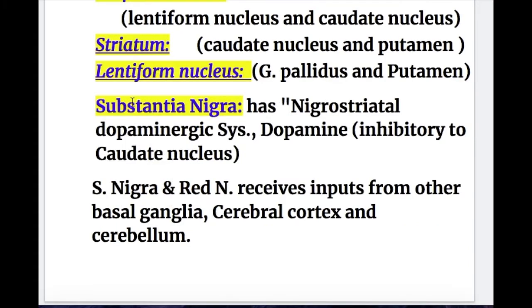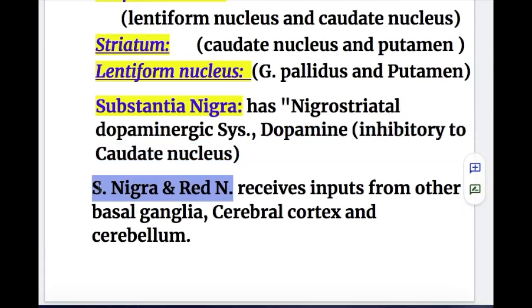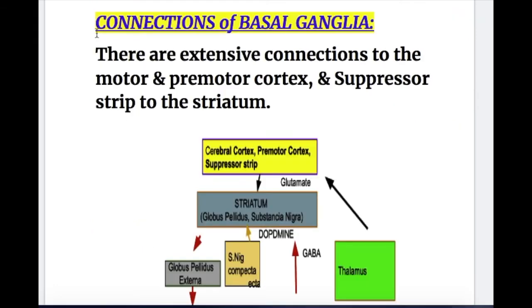And in the other group, Substantia nigra has the Nigrostriatal Dopaminergic system. Dopamine, which is produced from Substantia nigra, is inhibitory to the caudate nucleus. Substantia nigra and the other one included in the basal ganglia, red nucleus, receive input from other basal ganglia, cerebral cortex and cerebellum. Now, connections of the basal ganglia briefly here.